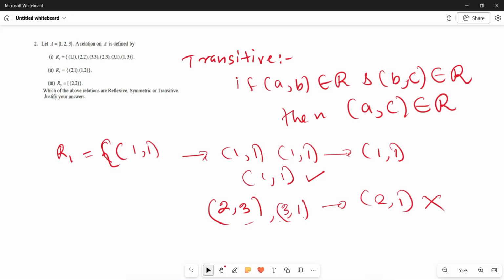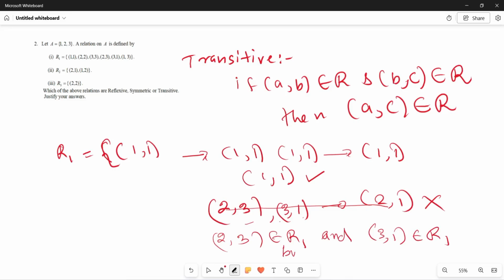satisfying. So with 2 comma 3 and 3 comma 1, you can say 2 comma 3 belongs to R1, and 3 comma 1 also belongs to R1, but 2 comma 1 does not belong to R1. 2 comma 1 does not belong to R1, therefore not transitive.